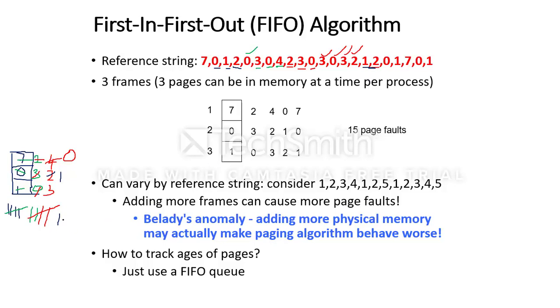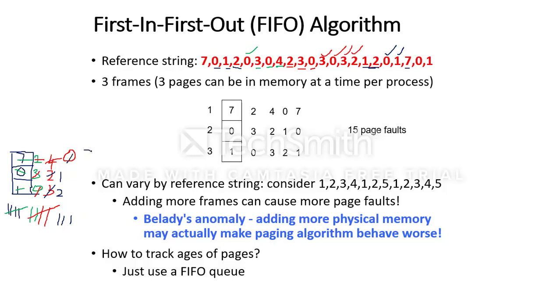It gives you a page fault, right? Who is the victim? It's 3. You want to run 0, it executes. You want to run 1, it executes. You want to run 7, it gives you a page fault. Who is the victim? It's 0.